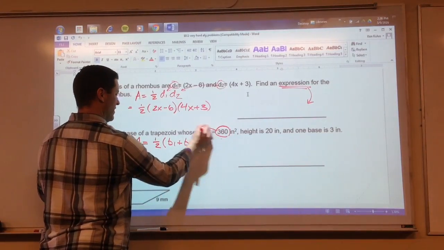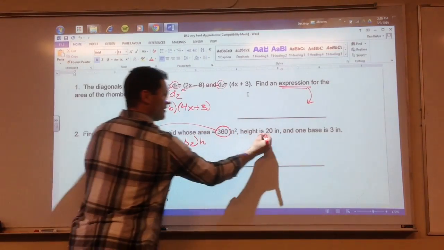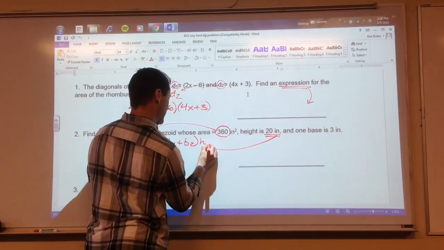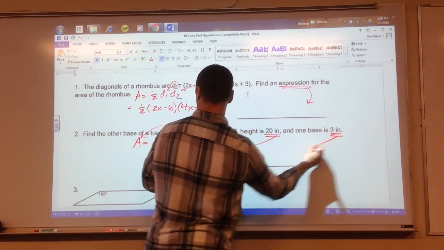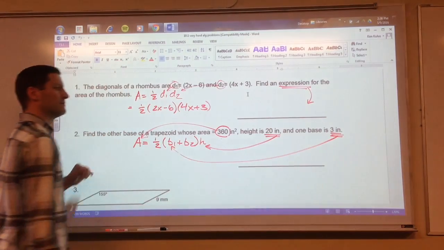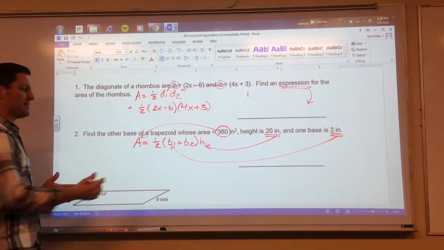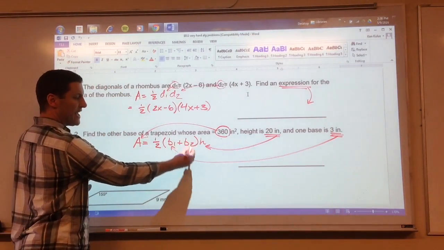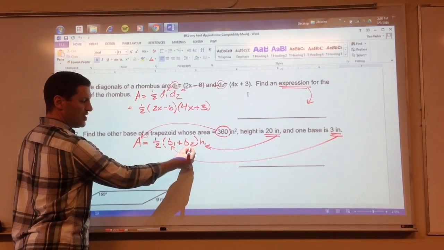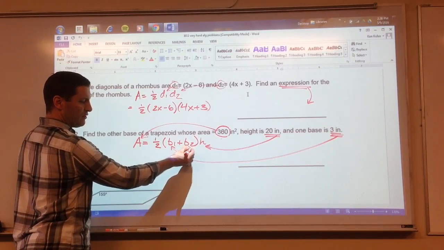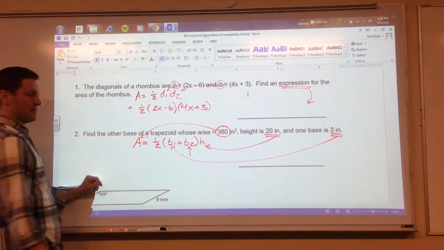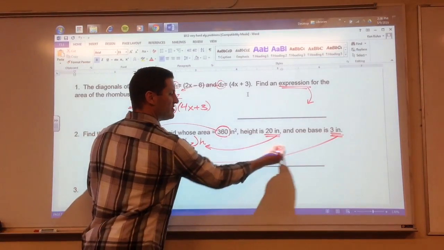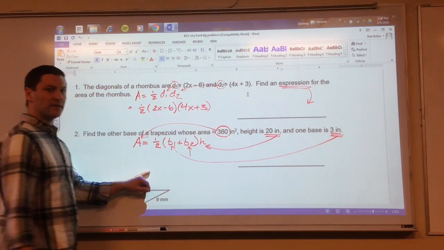This is the area, it gets plugged in. This is the height, it gets plugged in. One base is 3, it gets plugged in. You can call the other base whatever you like, or you could call it x, and your whole job is going to be to solve for that x. That'll be your answer. Find the other base. When you go through that algebra process, you should be able to write your other base right down there.